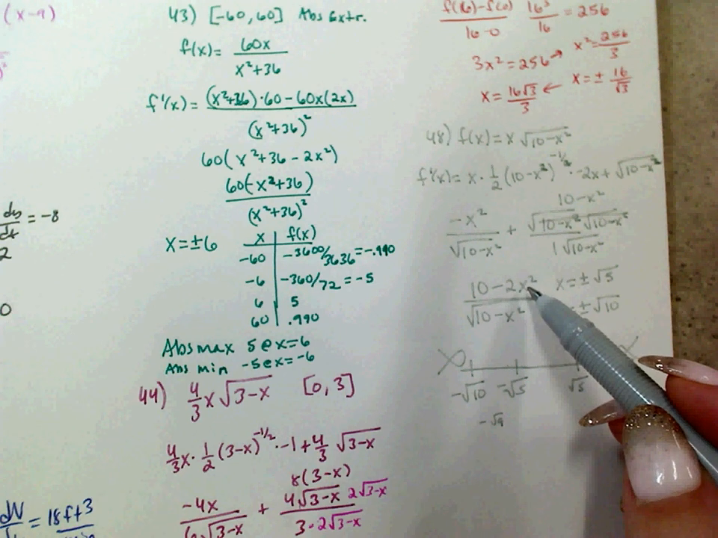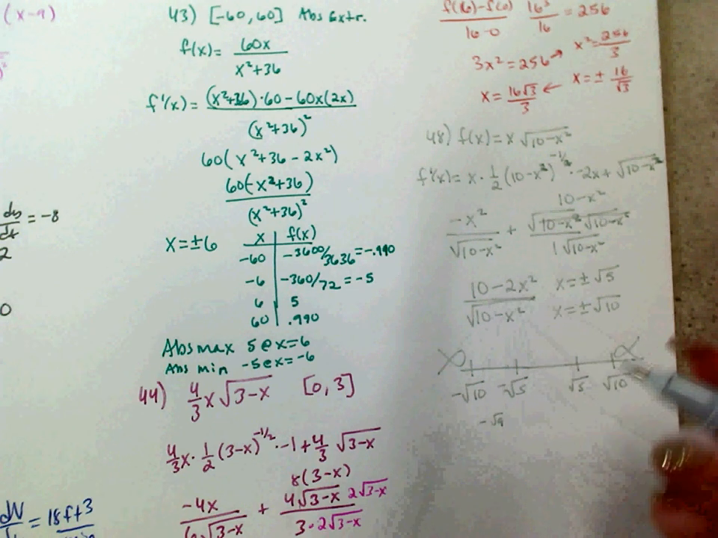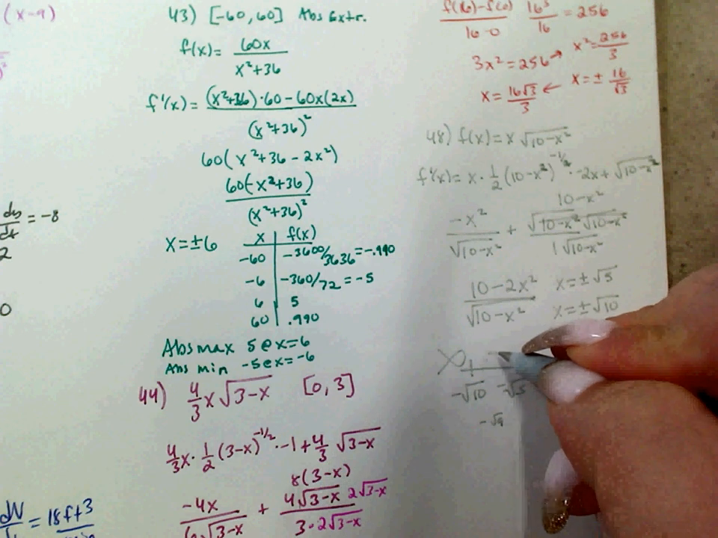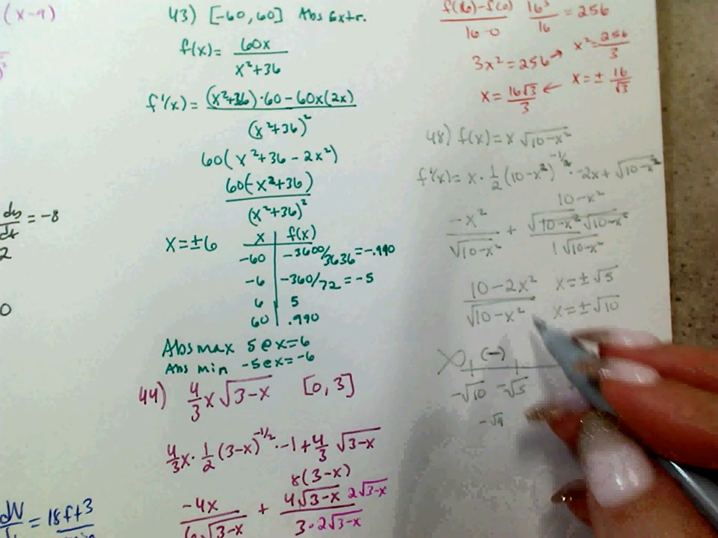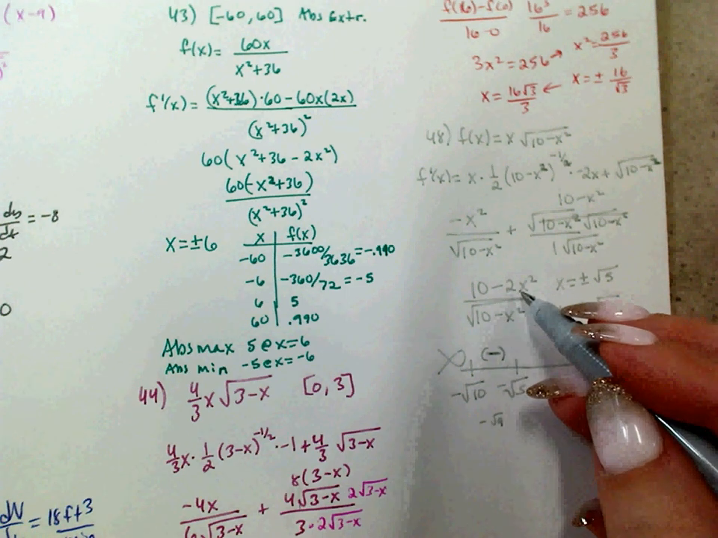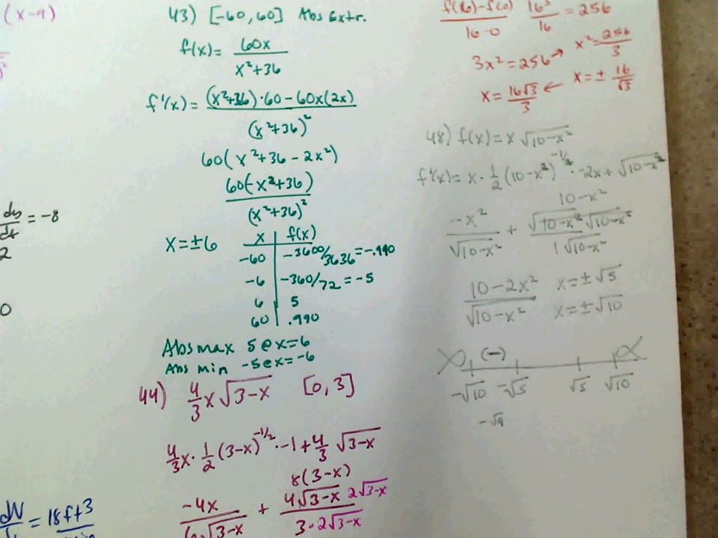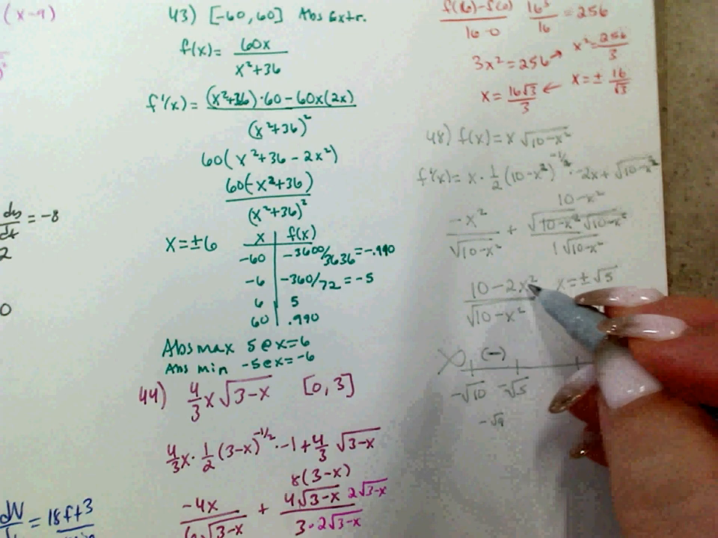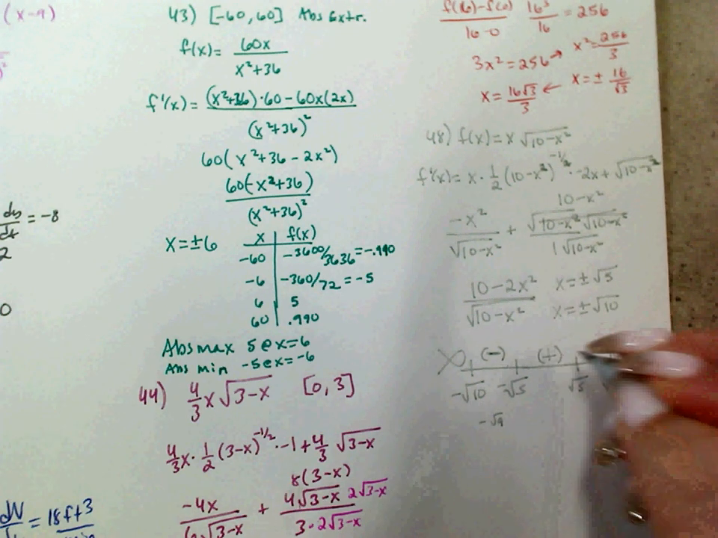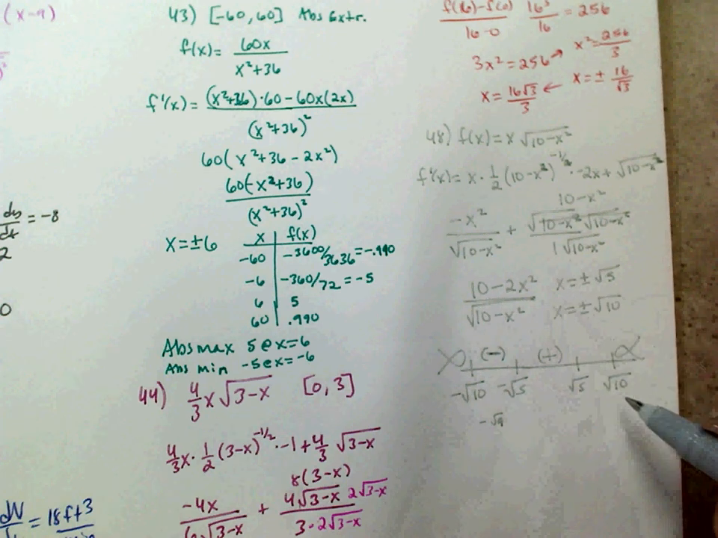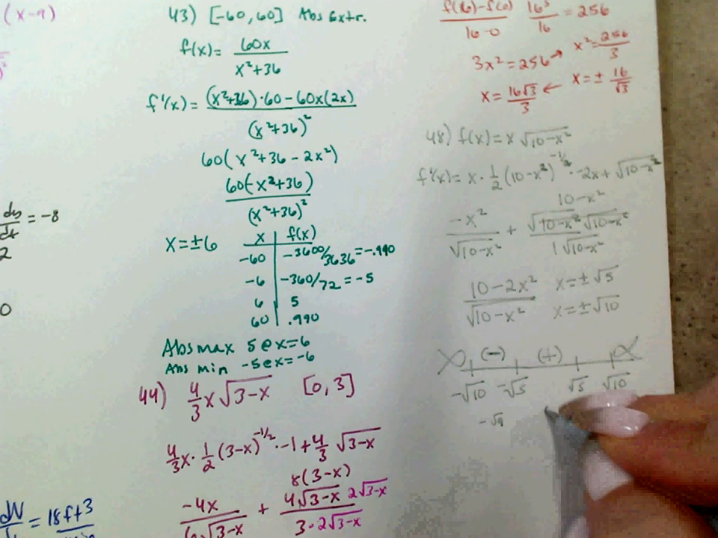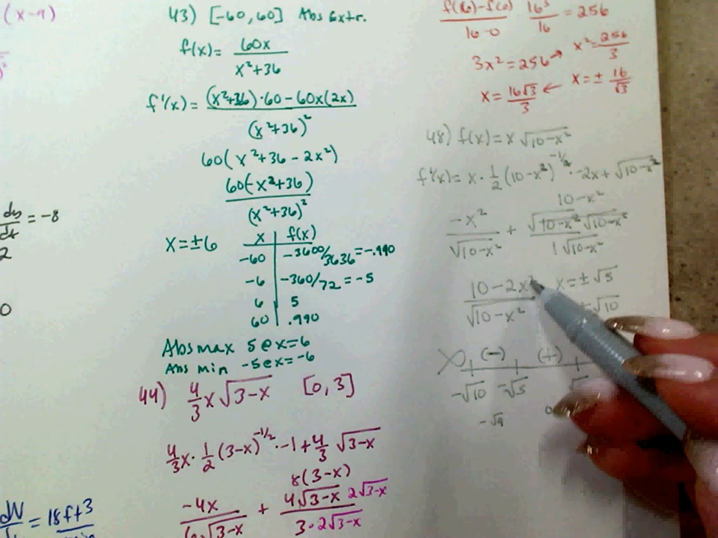If I plug in 0, the denominator is positive. Actually, the denominator is always positive where it exists. But 10 minus 0 is going to be positive. And then if I plug in the square root of 7, I get square root of 7 squared, which is 7. 10 minus 14 is negative. And the square root of 7 squared is 7. 10 minus 7 is positive, so it's negative.